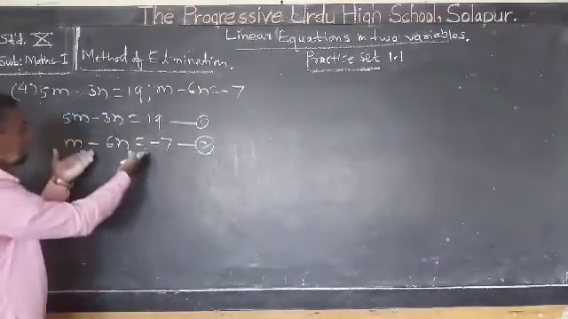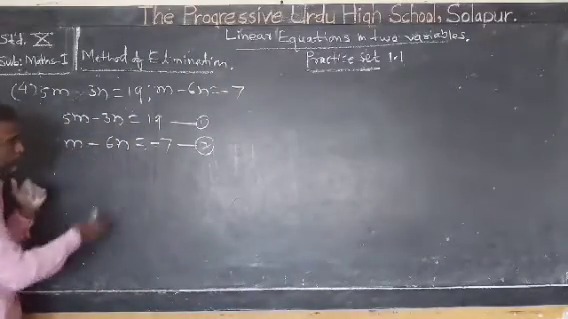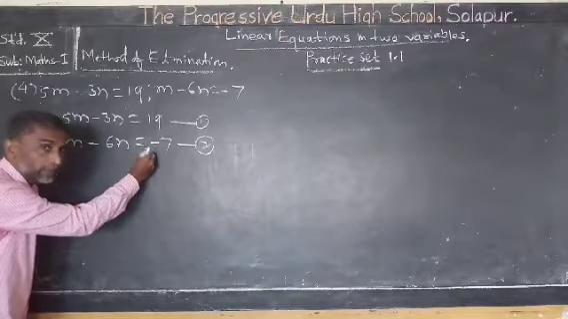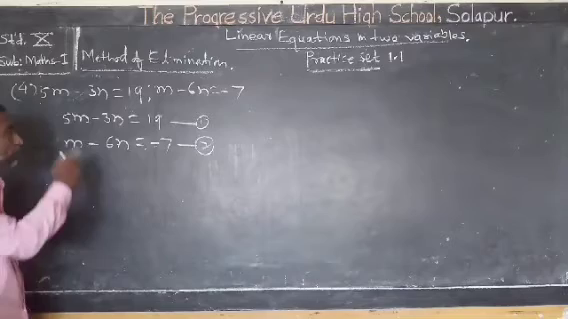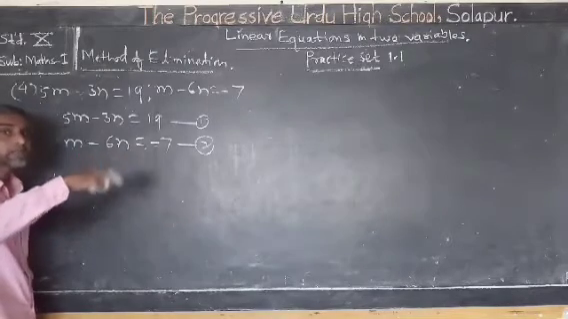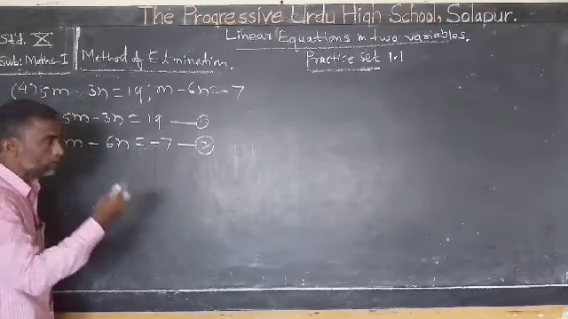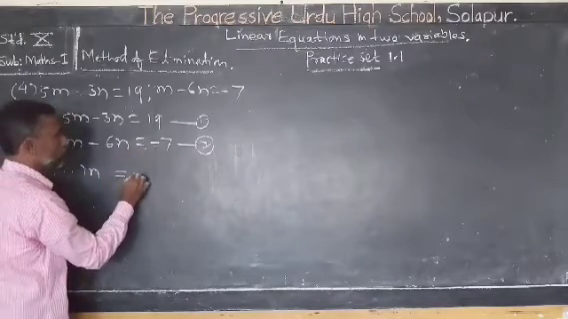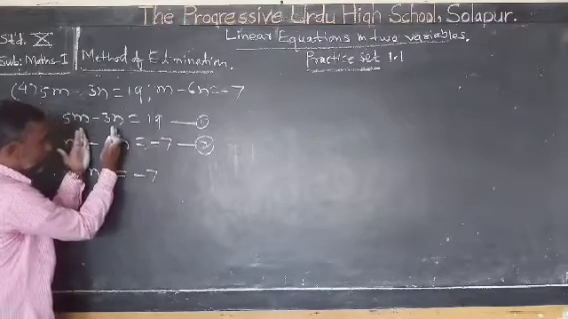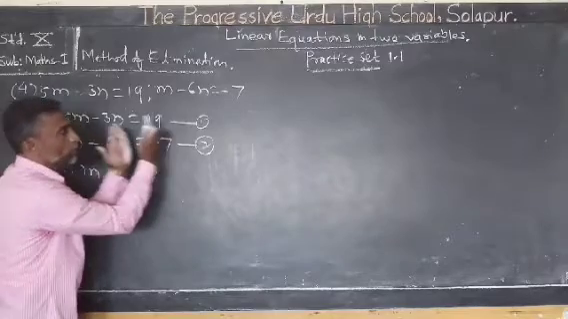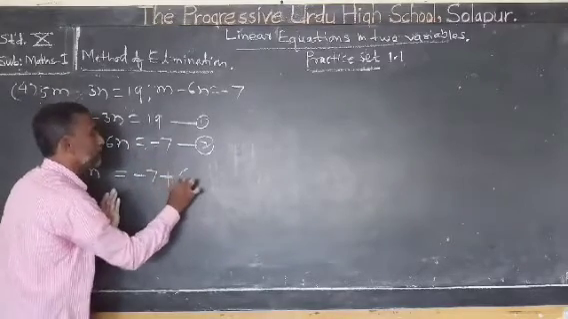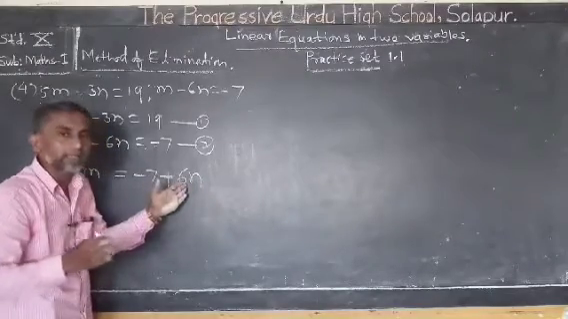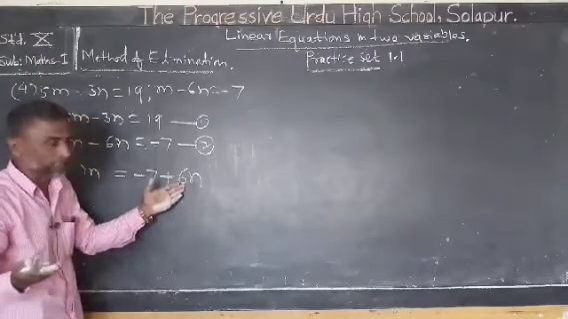How? Now I am going to take the second equation, which is m minus 6n is equal to minus 7. I am going to find the value of m in terms of n. How? Look at the blackboard. m is equal to minus 7 as it is. Take this minus 6n to right hand side. It will become plus 6n. It never actually goes to the right hand side; I am only telling you this for your convenience.